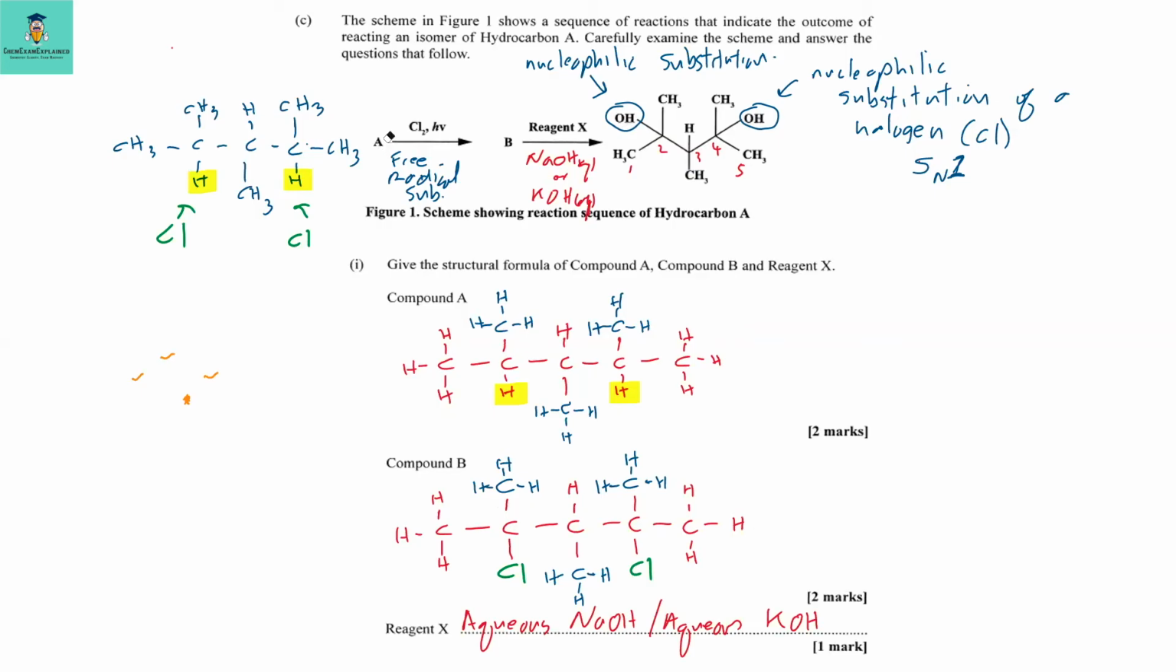Now, how do we know that A is our hydrocarbon? Because A is reacting with chlorine and UV light. So this part is free radical substitution. Now, if it is free radical substitution, we must have an alkane, and in this case, this is our alkane structure. How do we know? Because if you look at this skeletal group, we have 1, 2, 3, 4, 5 carbons.